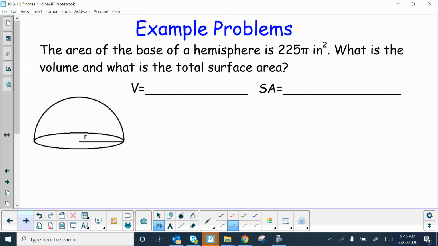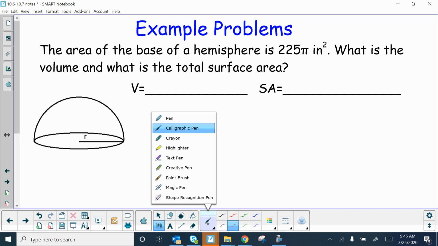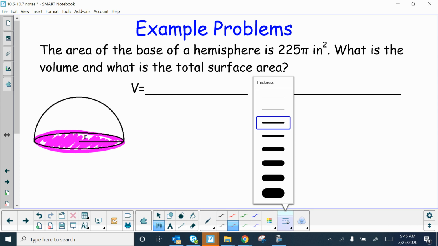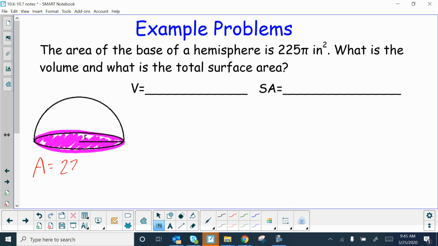On this next one, we have what you call a hemisphere. And so it says the area of the base of the hemisphere. So let's highlight the base. The base of the hemisphere is always going to be the flat surface right here. Okay, so I'm going to highlight that in pink. So there's the base. So the base is the area of 225 pi inches squared. So area equals 225 pi inches squared.